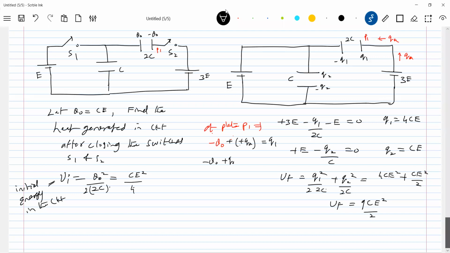QA we don't know. Q naught is how much? Minus CE. Q1 is 4CE. So how much charge? 5CE. Similarly, I want the charge flown through this battery. I don't know whether it does positive or negative work. So here, if I trace out the charge, it will be like this, QA. This should be QA. Let's take help of plate P2, at P2.